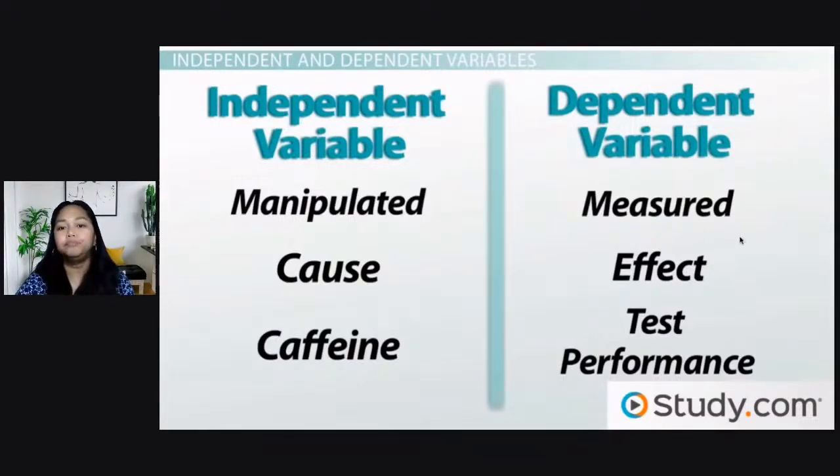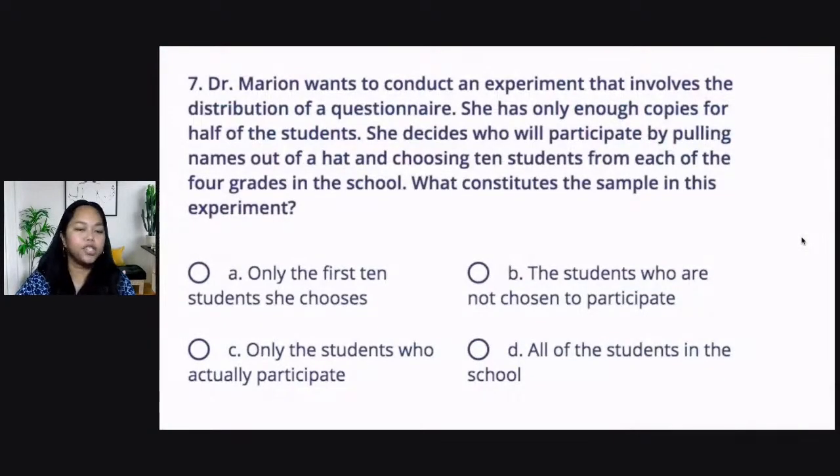Now we move on to the next question. Number 7, Dr. Marion wants to conduct an experiment that involves the distribution of a questionnaire. She has only enough copies for half of the students. She decides who will participate by pulling names out of a hat and choosing 10 students from each of the 4 grades in the school. What constitutes the sample in this experiment? Letter A, only the first 10 students she chooses? Letter B, the students who are not chosen to participate? Letter C, only the students who actually participate? Or letter D, all of the students in the school?